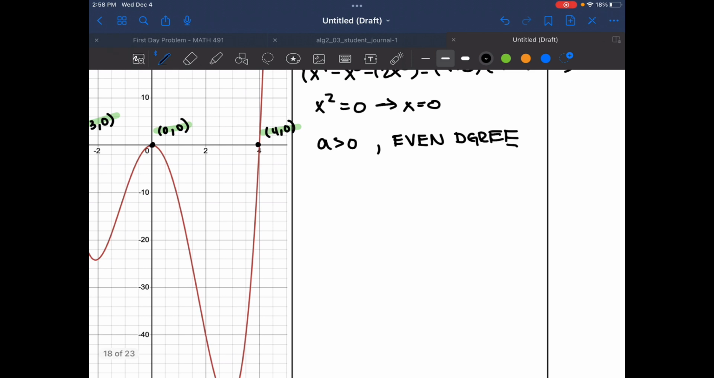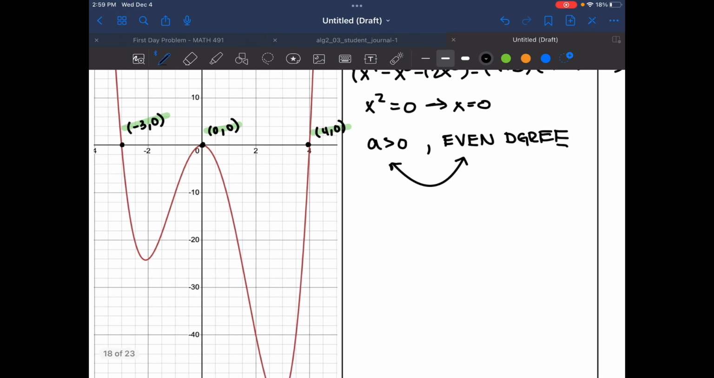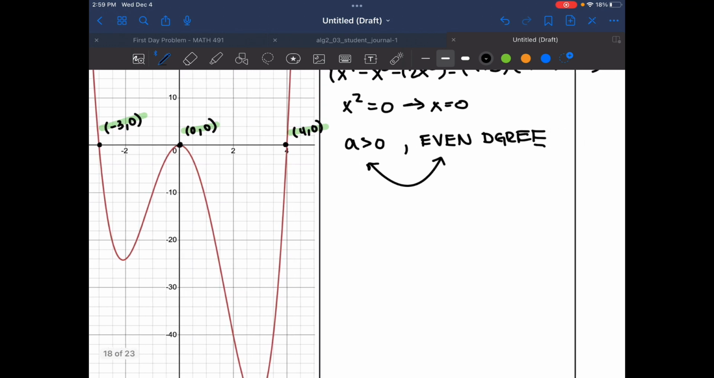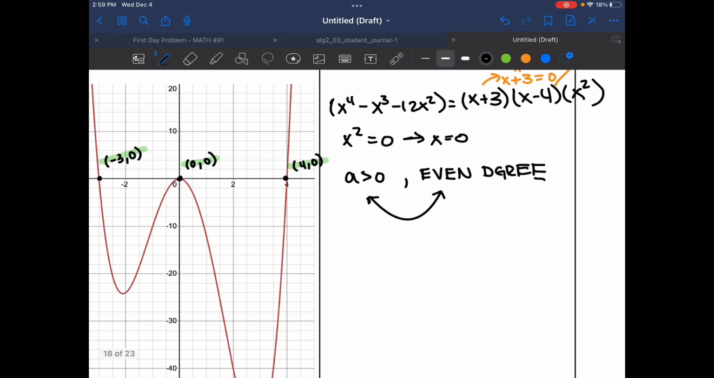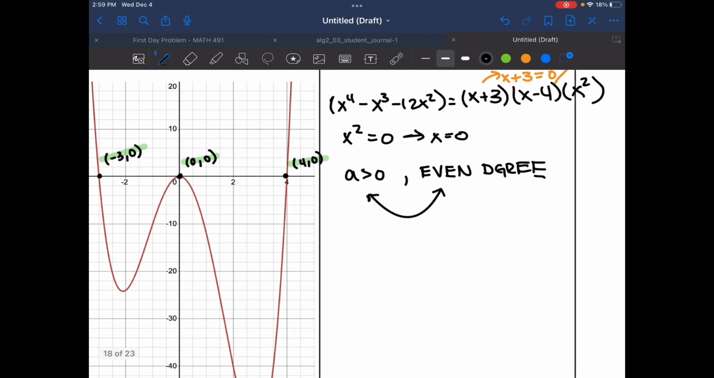Okay, so I know that it's going to look something like this. Okay, so end behavior wise, right? One other thing I do want to talk about too is, well, how come 0, 0 doesn't go through the x-axis, right? How come that one just kind of bounces off?